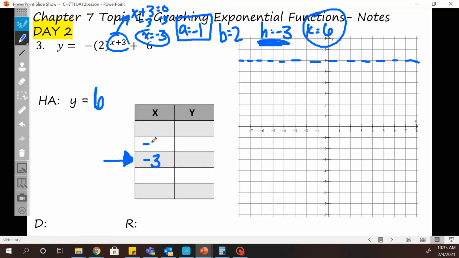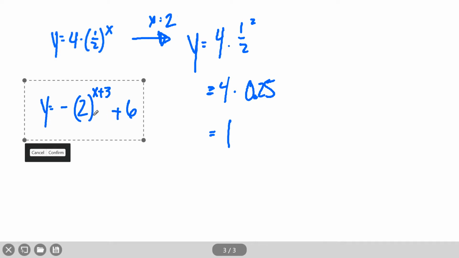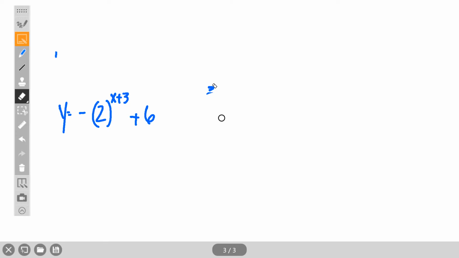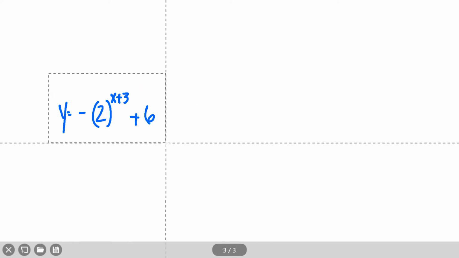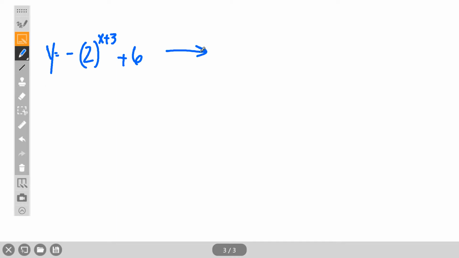We have 2 to the left of that, so -4 and -5. And then we have 2 to the right of that, so -2 and -1. And now we're going to plug each of these into the equation y equals -2 to the x plus 3 plus 6. All right, so we're going to plug each of these values into this equation so that we can fill out our table.